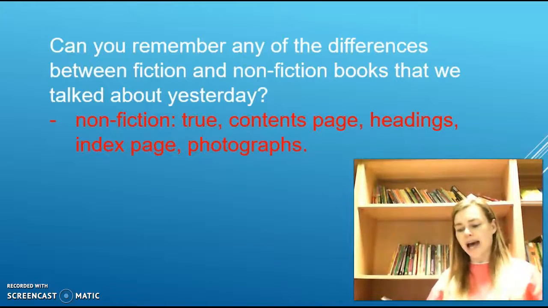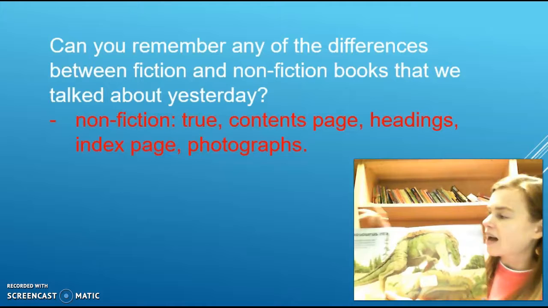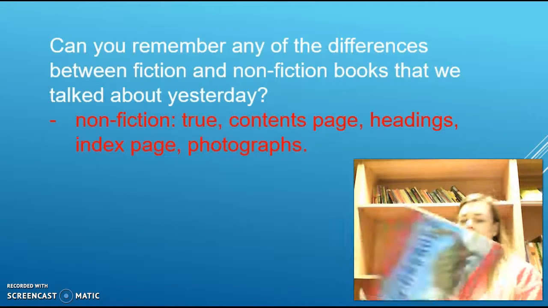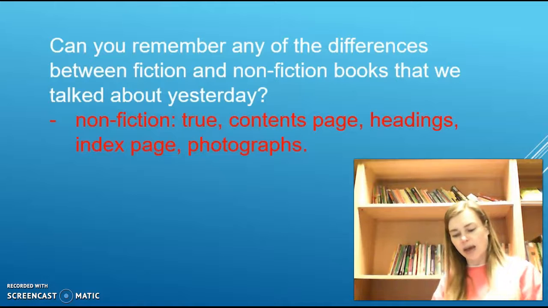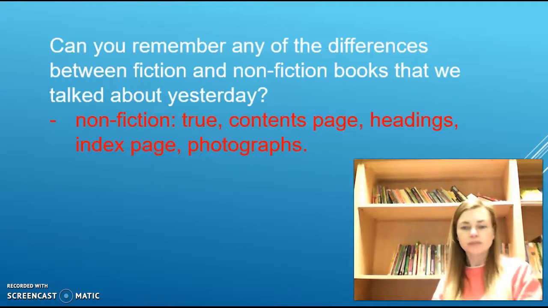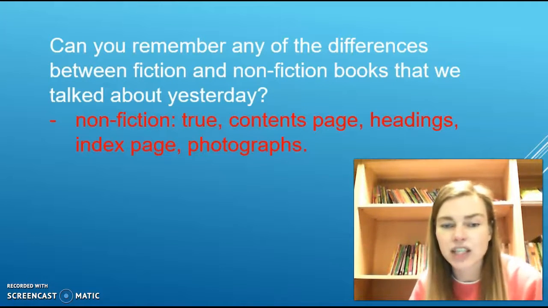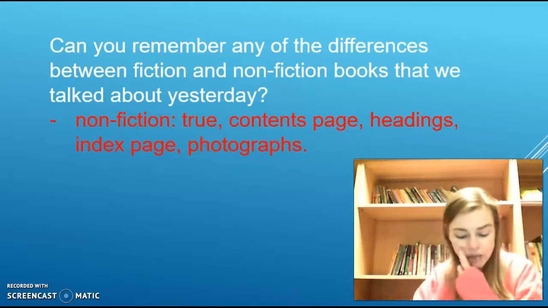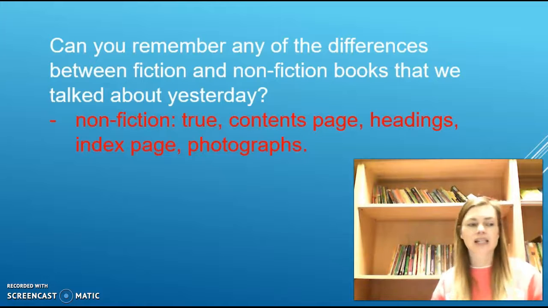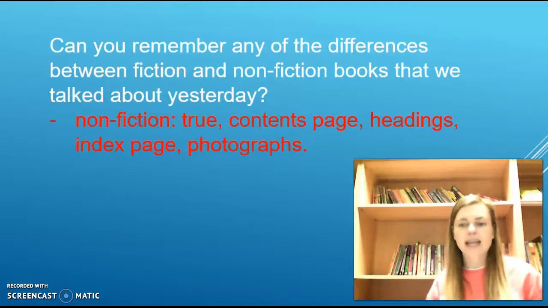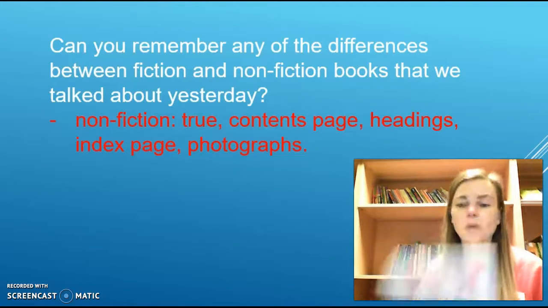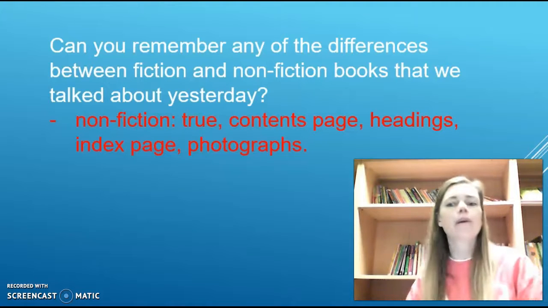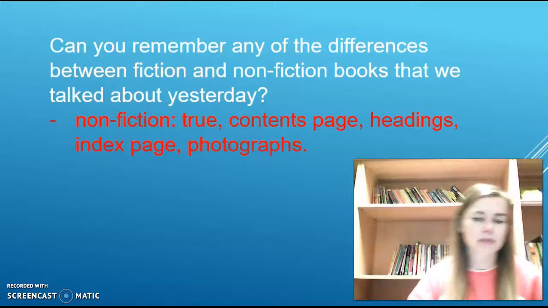We also said that non-fiction books have headings. The heading is the name of that chapter, and they have an index page at the back. An index page gives you the important words from the story, keywords, and on what page you'll find those keywords. And we also said that usually fiction books have drawings in, whereas non-fiction or information books have photographs in, but that is not always the case, that's just sometimes.